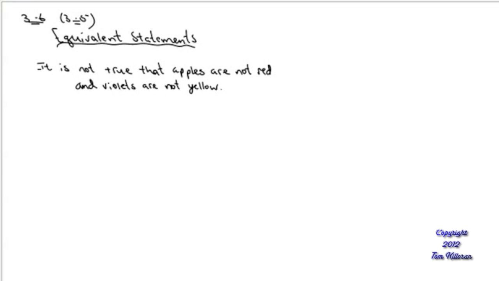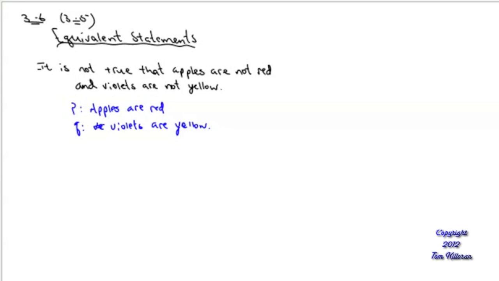Okay, so first up, P. Change it into a statement. Simple statements and then into symbolic form. So P is? Apples are red. Q is? Violets are yellow. False. We don't care. We're not doing a truth value.